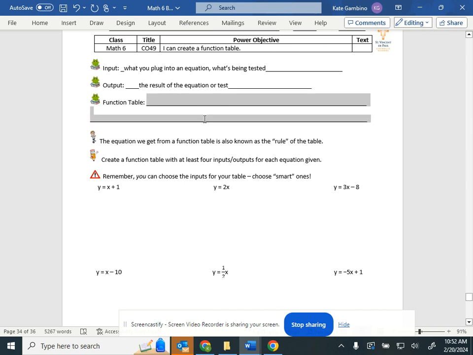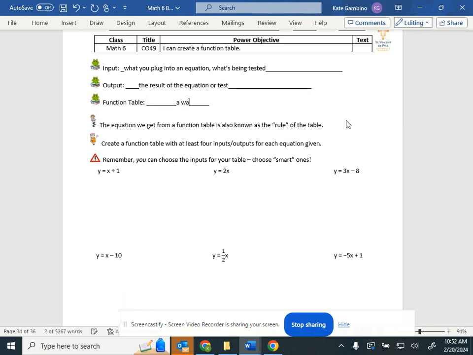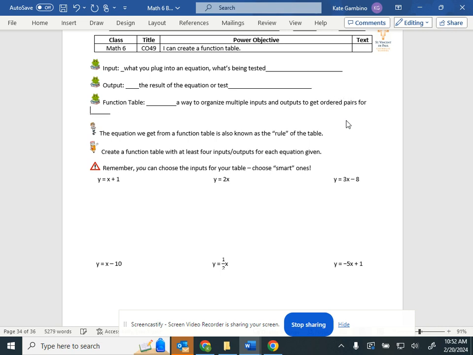So our function table is a way to organize multiple inputs and outputs to get ordered pairs for a graph. So the function table organizes all of our inputs and the outputs.